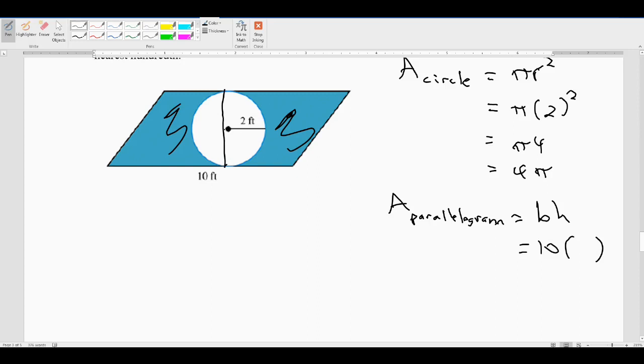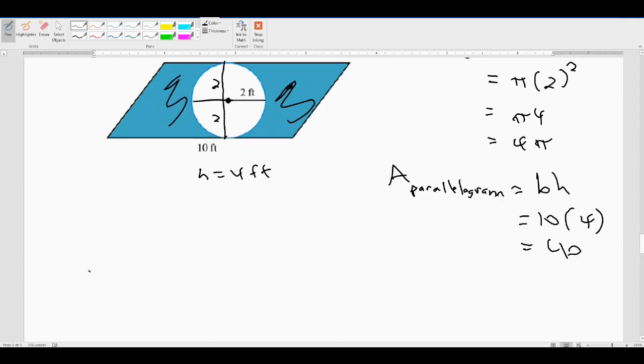Well, if this is 2, and then this is going to be 2, and that's going to be 2, which means our height is going to be 4 feet. So that's going to be a 4. See that? I could also do it like this. All the way across is 4, which is the diameter. Vertically also. So no matter how I look at it, my height is 4, because it's the same as the diameter of the circle, which makes the area 40.